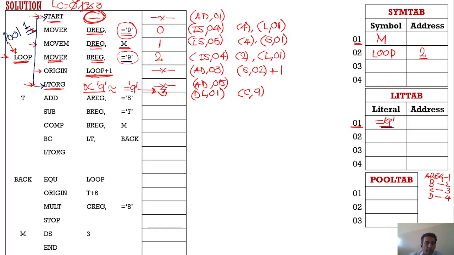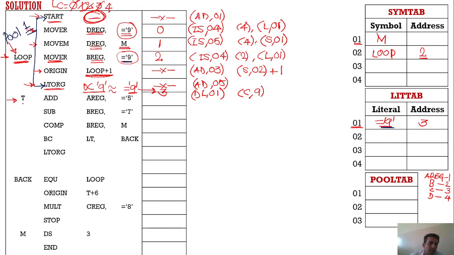Also we have now allocated space to this literal 9 at 3, so I should update the address of this literal 9 as address 3. And again the length of this literal is 1, so we should update LC by incrementing by 1, that is 3 plus 1, 4.